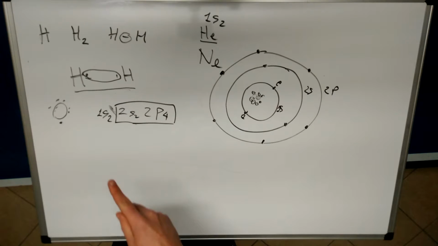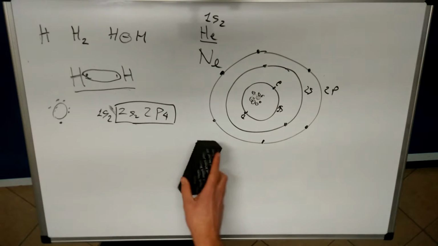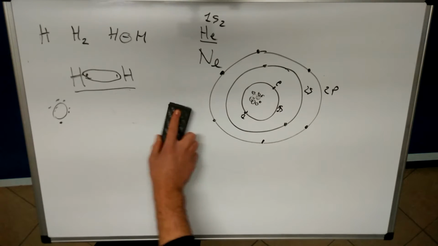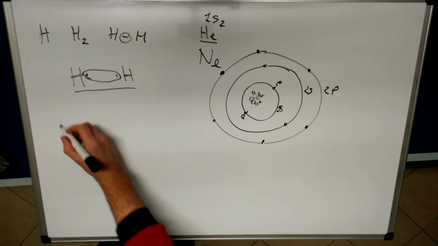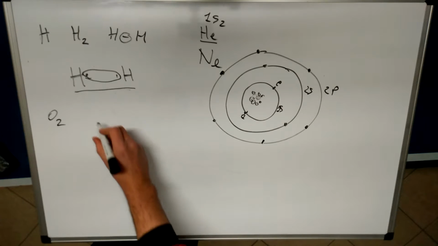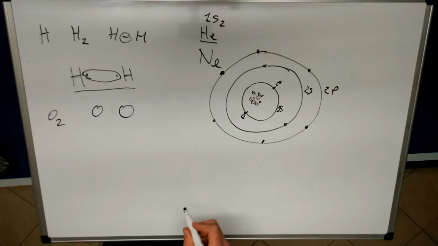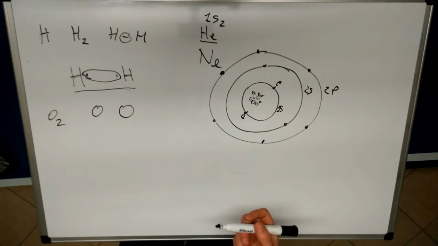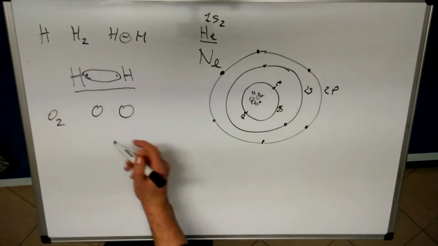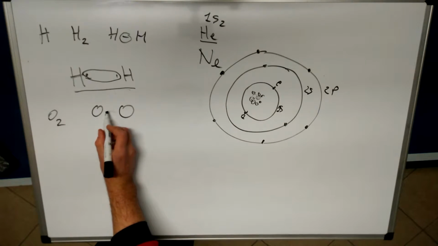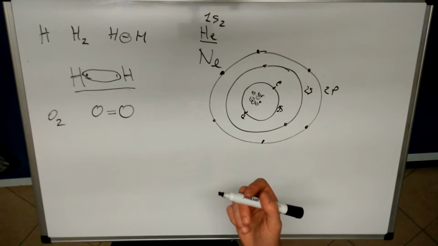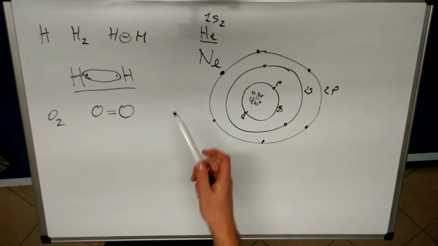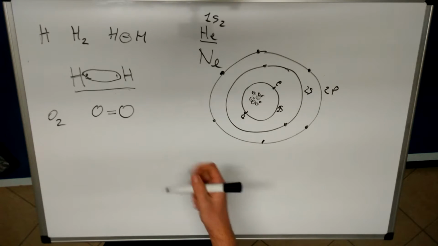In fact, similarly to hydrogen, oxygen is a diatomic molecule. We see that oxygen is found in the form of O2. That means that the 2 atoms of oxygen are bound to each other. But differently from hydrogen, we have a double bond, because they need 2 more electrons in order to complete their octet. Instead, hydrogen needed only 1.